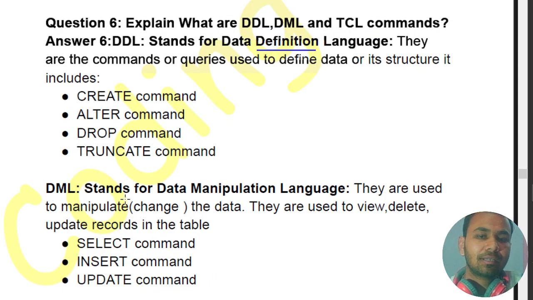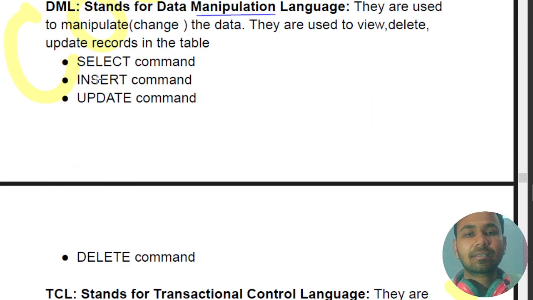Now we have DML. It stands for data manipulation language. This is used to manipulate or change the data. See, the middle word we have here is manipulation. Earlier it was definition. Manipulation means changing the data. It is used to view, delete, update records in a table. So the commands here are the select command, insert command and update command. The select command is basically used to display various kinds of rows. It selects the rows and those rows are outputted, or displayed to the user. The insert command is used to insert some kind of data in the database. The update command is used to update the values that are already present, and some new values will be set there.